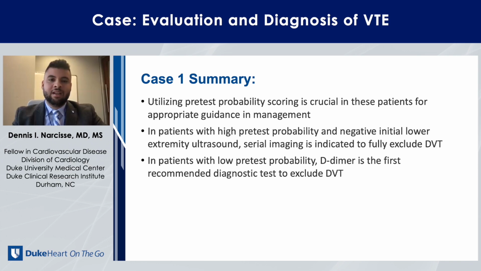So in summary, for evaluation and diagnosis of DVT, utilizing pretest probability is crucial in these patients to guide management. In patients with high pretest probability and negative initial ultrasound, then serial imaging is indicated to fully exclude DVT. And in low pretest probability patients, it's important to use D-dimer first to exclude DVT.